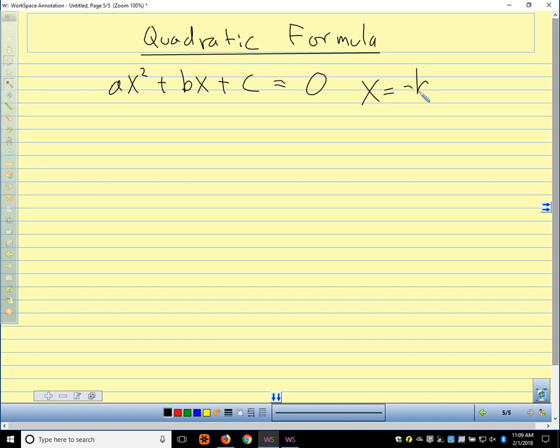X is negative b, plus or minus. The plus or minus is what gives us our two answers. The square root of b squared minus this whole thing, 4 times a times c. And we're going to divide everything by 2a. So a is the number in front of the x squared, b is the number in front of the x, and c is the number that's by itself. We plug these numbers into this formula, calculate, and we get our answer.